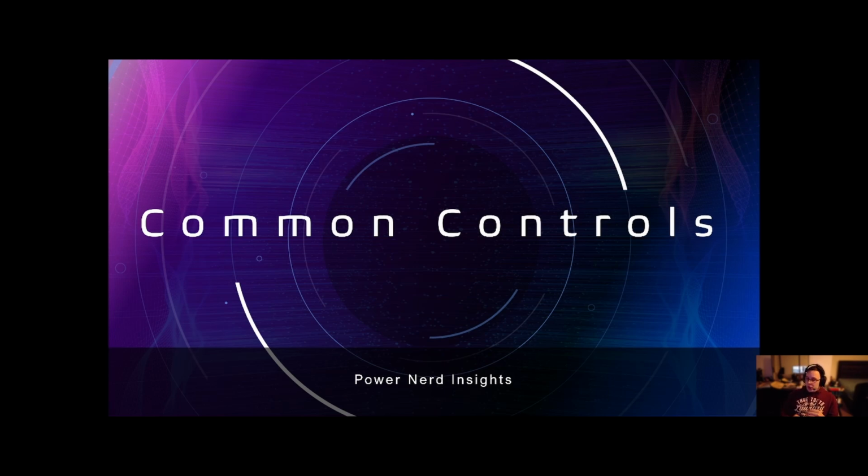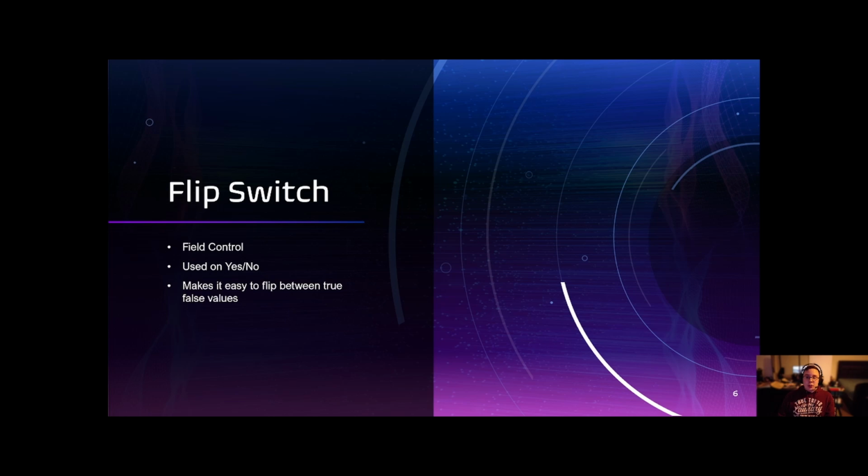So we're going to start with the most common controls that we might see when we come to model-driven apps and the controls package. One of the very first things that we might see when we look at solutions out in the wide open world is the flip switch control. This is known as a field control. Now I'll explain the difference between field controls and dataset controls in a moment.